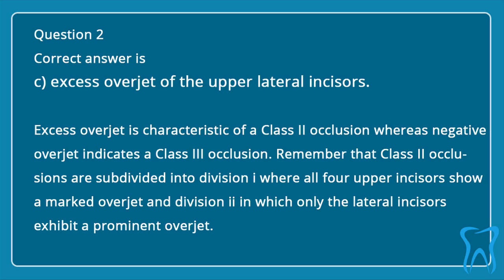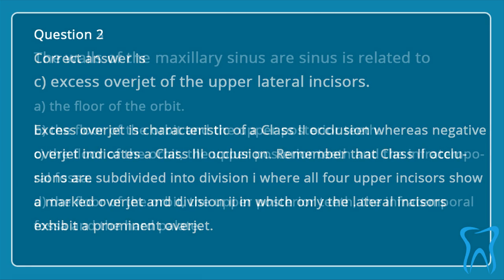Excess overjet is characteristic of a class 2 occlusion, whereas negative overjet indicates a class 3 occlusion. Remember that class 2 occlusions are subdivided into division 1, where all four upper incisors show a marked overjet, and division 2, in which only the lateral incisors exhibit a prominent overjet.